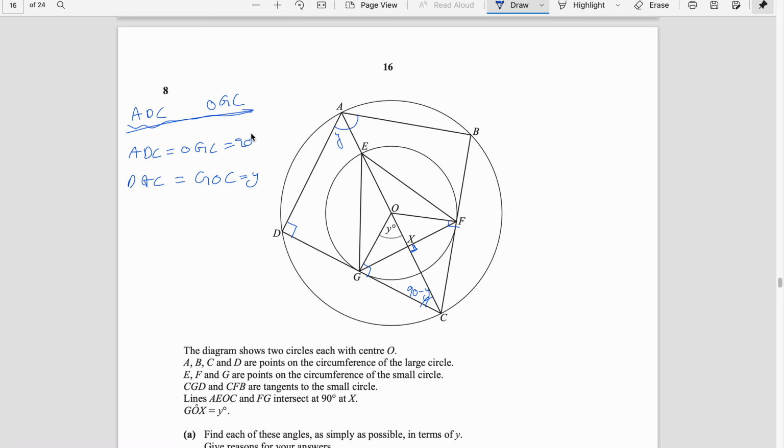In the previous syllabus, 2 angles were enough. In the new syllabus, you have to show all three angles. So the third one is angle ACD, which is equal to angle OCG, which is equal to 90 minus y. And now you can state that by AAA, they are similar. In the previous syllabus, it was AA. Now it is AAA.